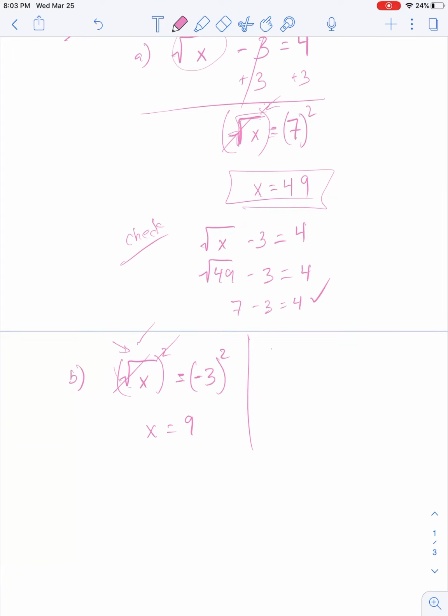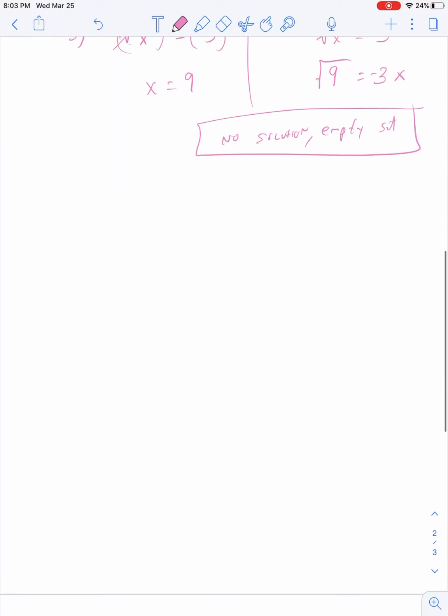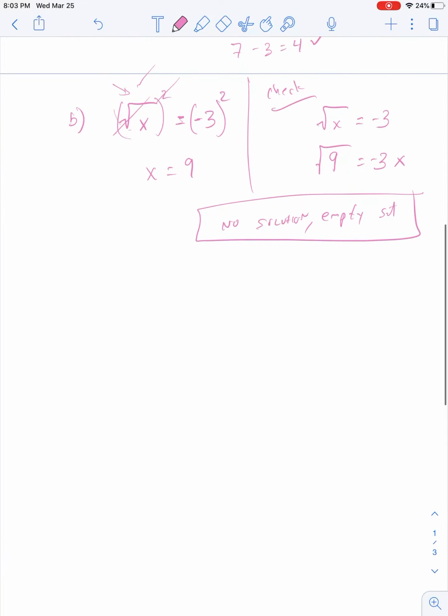All right. We check our work. We have a square root of x equals negative 3. Well, does the square root of 9 equal negative 3? No. So here we can clearly see we get no solution. Sometimes called an empty set. So a nice example there.